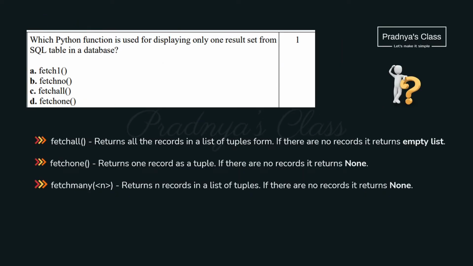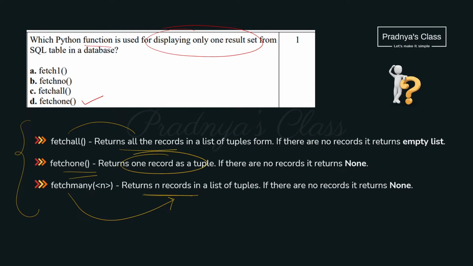Moving ahead to the next question. Which Python function is used for displaying only one result set? For that we use fetchone. Because out of these three variations of fetch function, fetchall returns all the records, fetchmany returns the specified number of records. Only fetchone will return only one record.